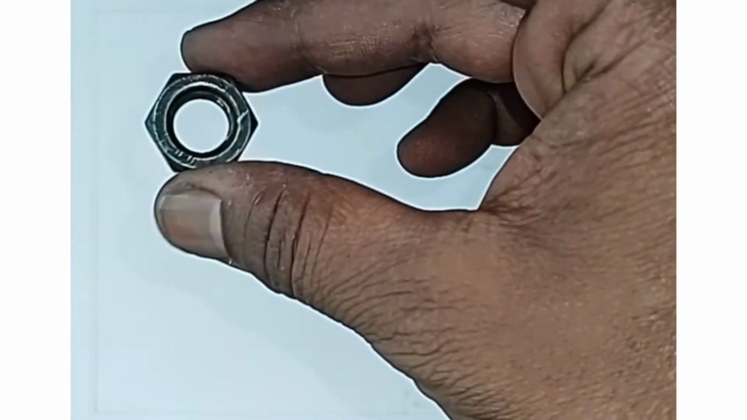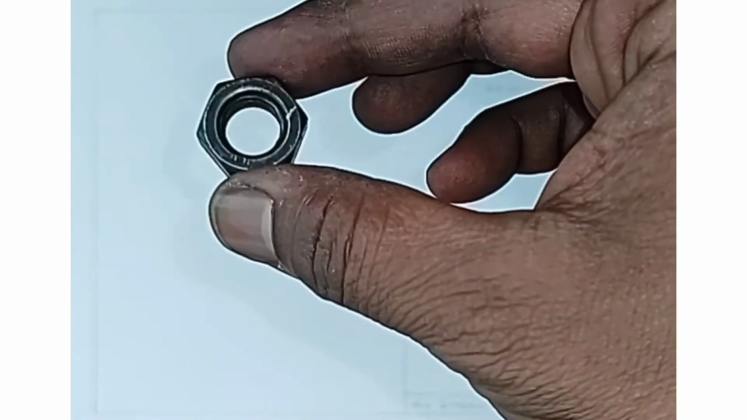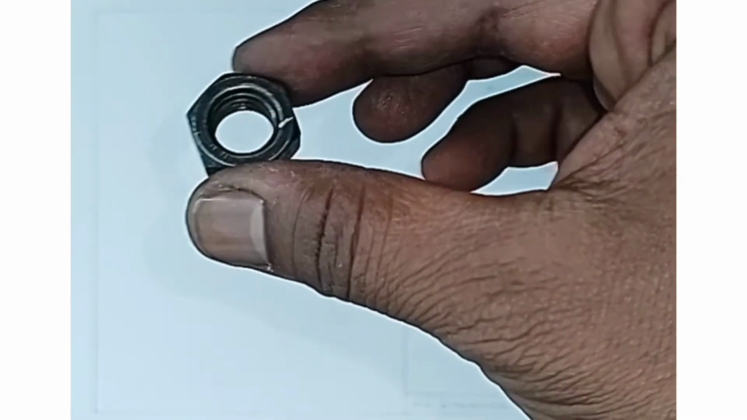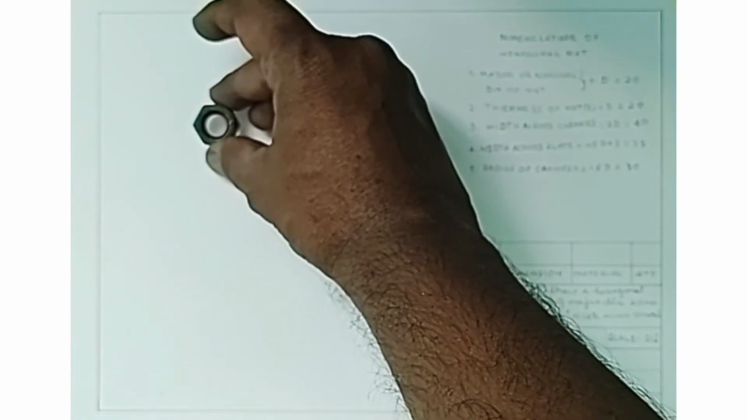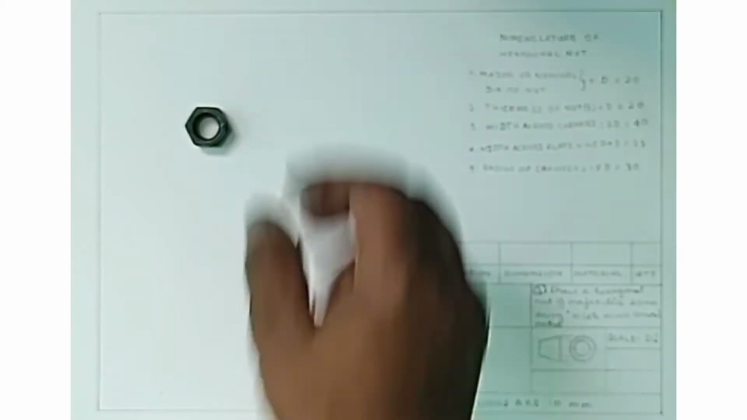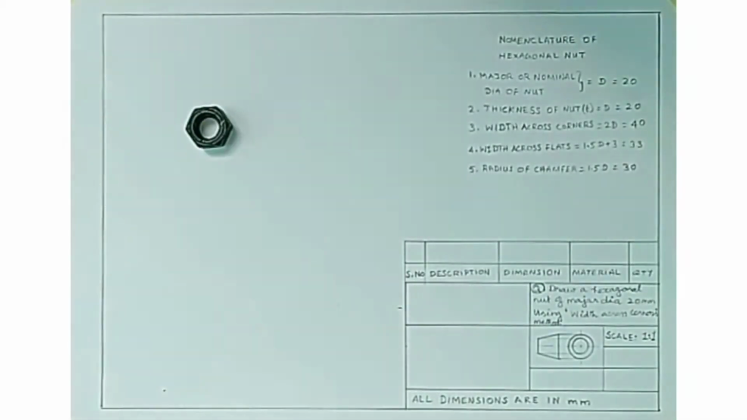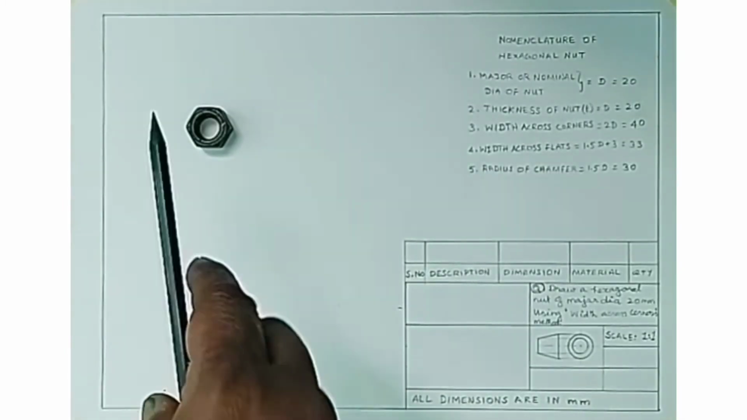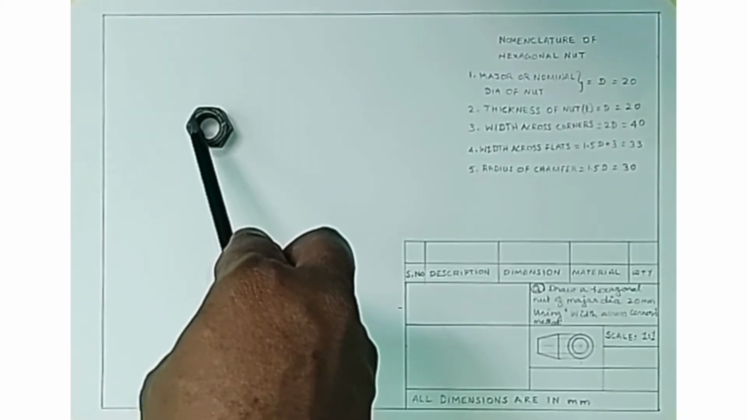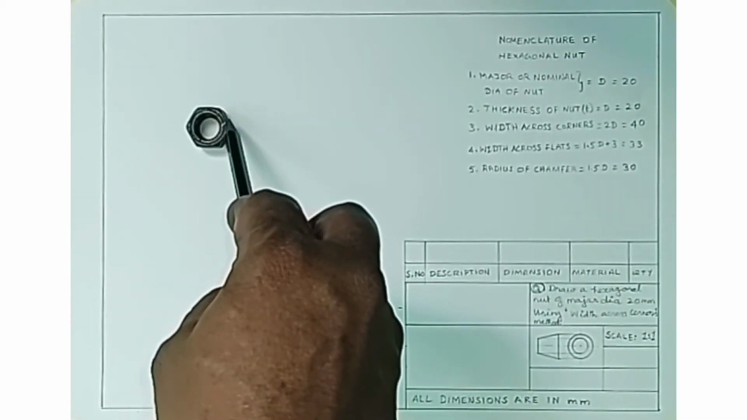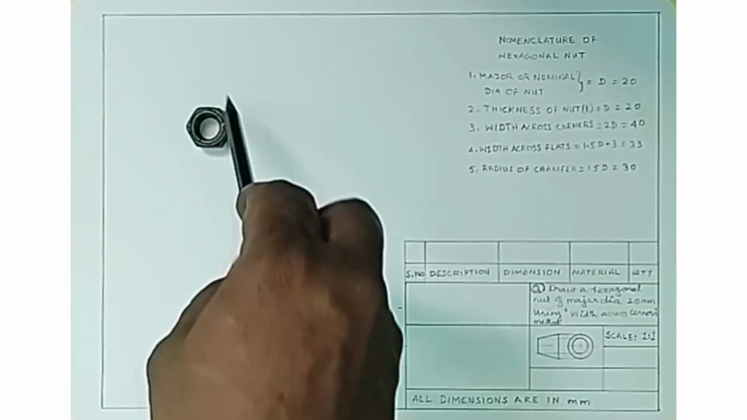So drawing the hexagonal portion is the most important point in drawing the nut. Let me place the most important and critical things in front view. If this is the front view, then when you look at the top view from this side, you can see three faces, 1, 2, 3. Right, these three you can see from the top view.